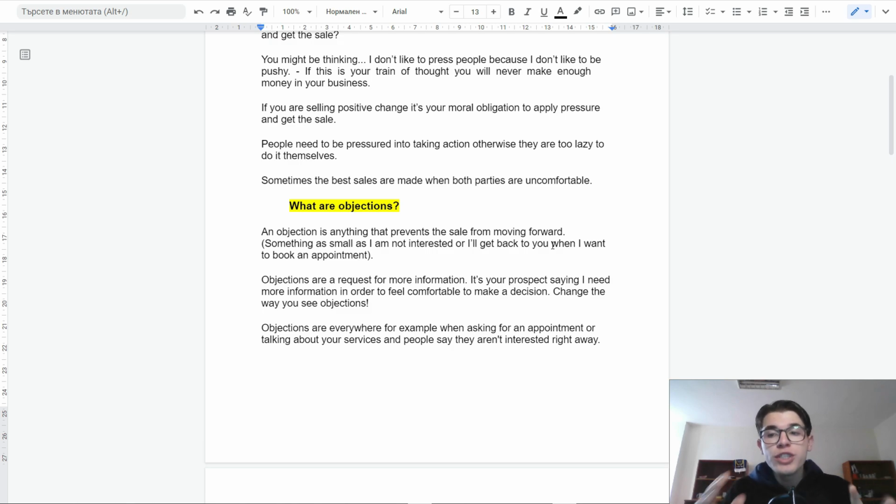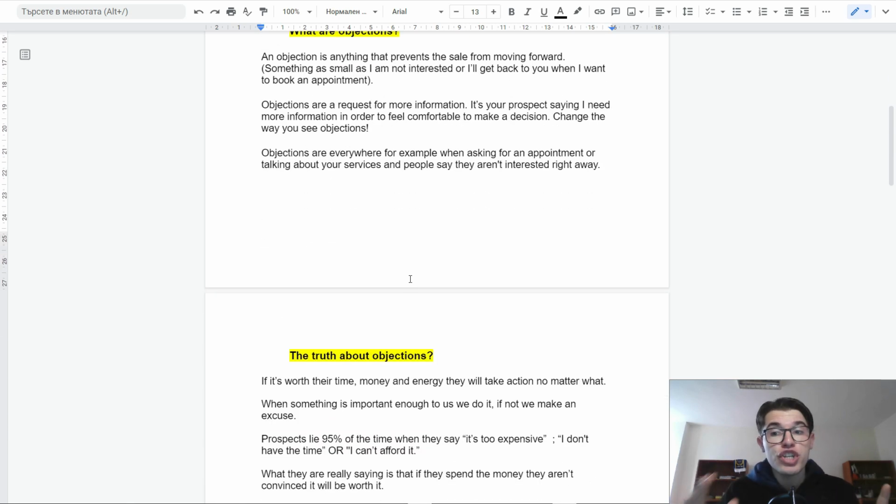Change the way you see objections and change your mindset. You want to view objections as an opportunity to give more information to your prospect rather than something that will just lose the sale. Objections are everywhere. For example, when asking for an appointment or when talking about your services, and people aren't interested right away. Again, objections are everywhere and we must learn how to handle them.